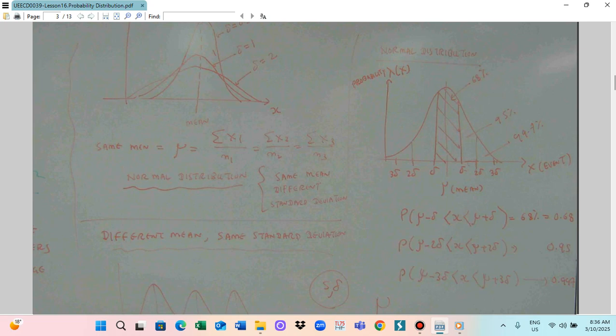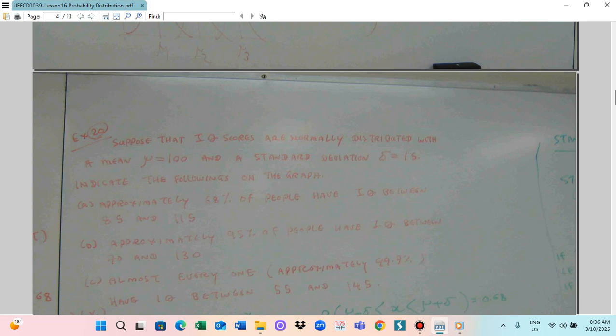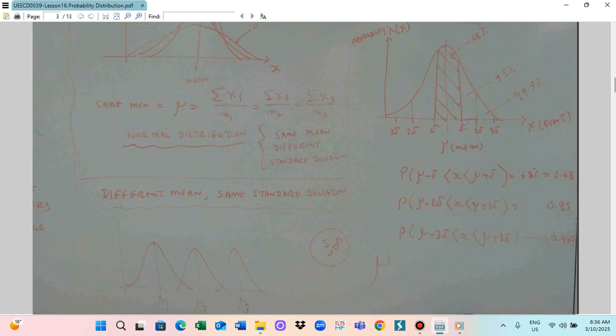So in this case, we can write this area. The probability is represented by the area, and the area is represented by the probability. So from the mean, 1 standard deviation difference, the probability is 0.68. From the mean, 2 standard deviations difference, the probability will be 0.95. 3 standard deviations difference, the probability will be 0.997. So this is the chance of happening, the number of occurrences.